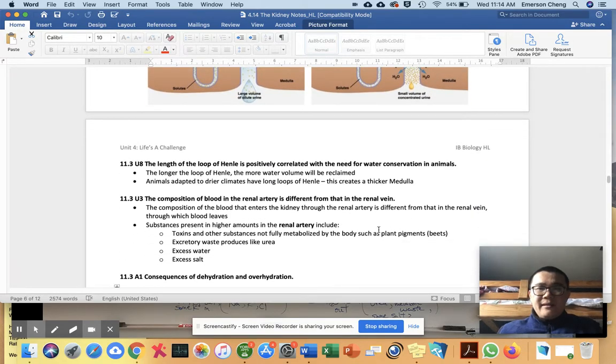Now the loop of Henle. I think the video talked about this too. The length of the loop of Henle is different for different animals, and that again depends on where they live and what kind of habitat they live in. The longer it is, usually the more water is reabsorbed. Usually you're talking about a desert animal.